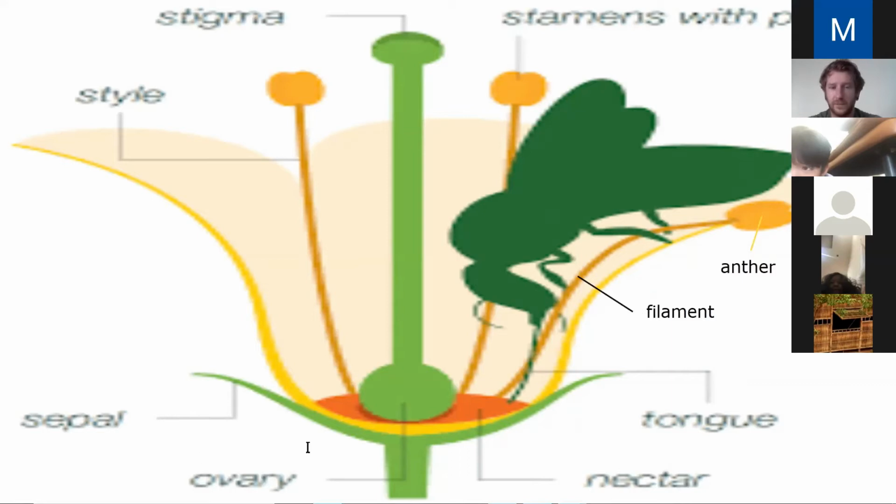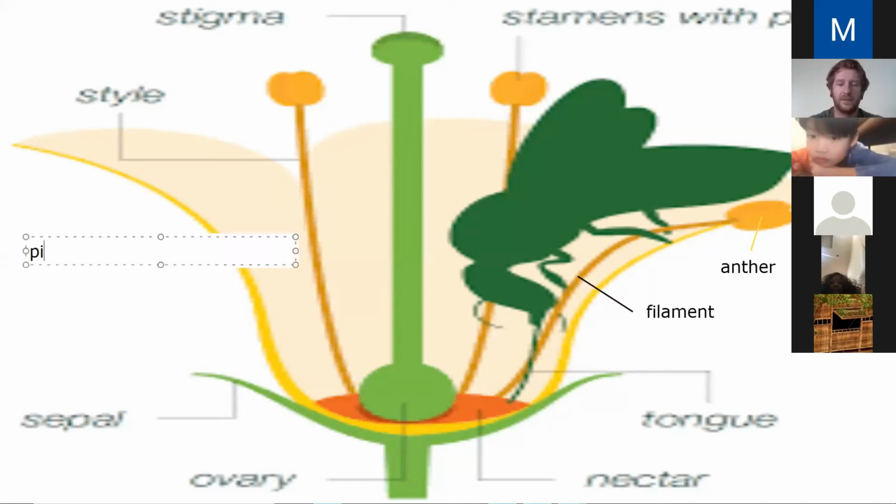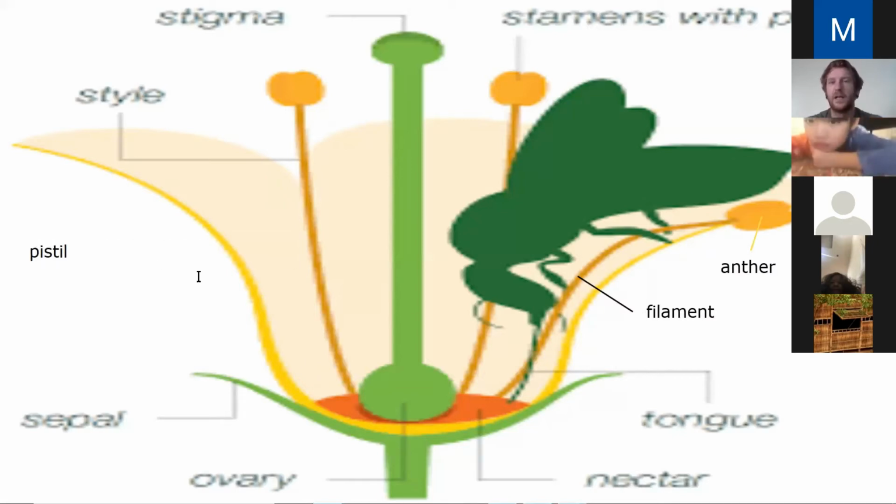So together, ovary, style, and stigma are the female parts of a flower. It's called the pistil, P-I-S-T-I-L. Stamen are the filament and the anther together. So they're the male parts. So over here you have the female parts, ovary, style, and stigma. And here you have the male parts, the filament and the anther. This here, that's actually not correct. This is the style here, the long straw bit.